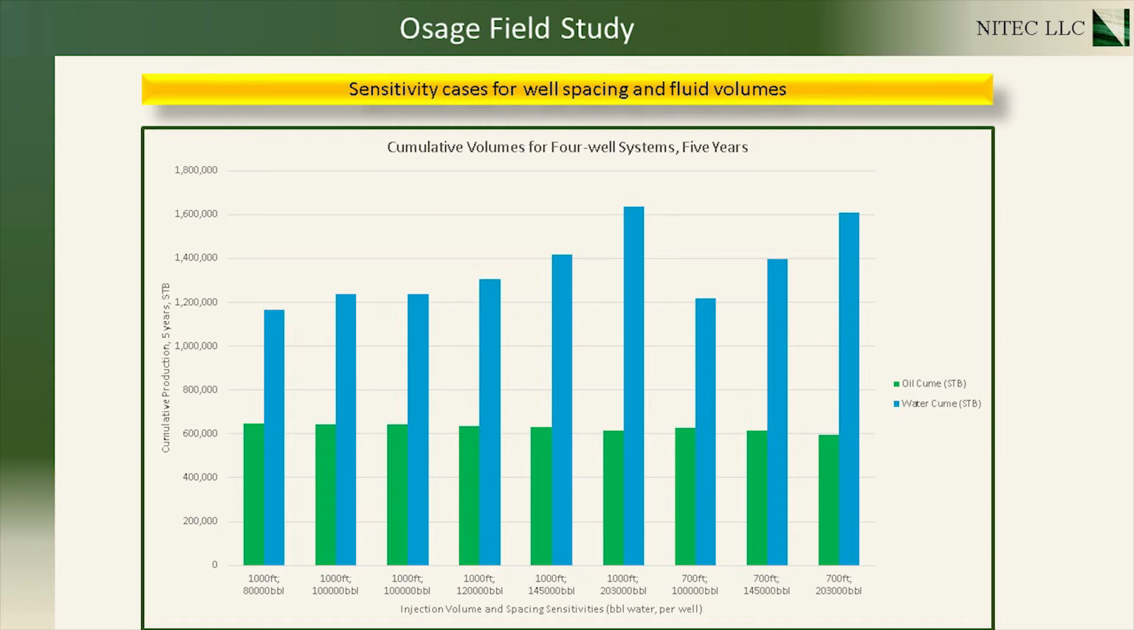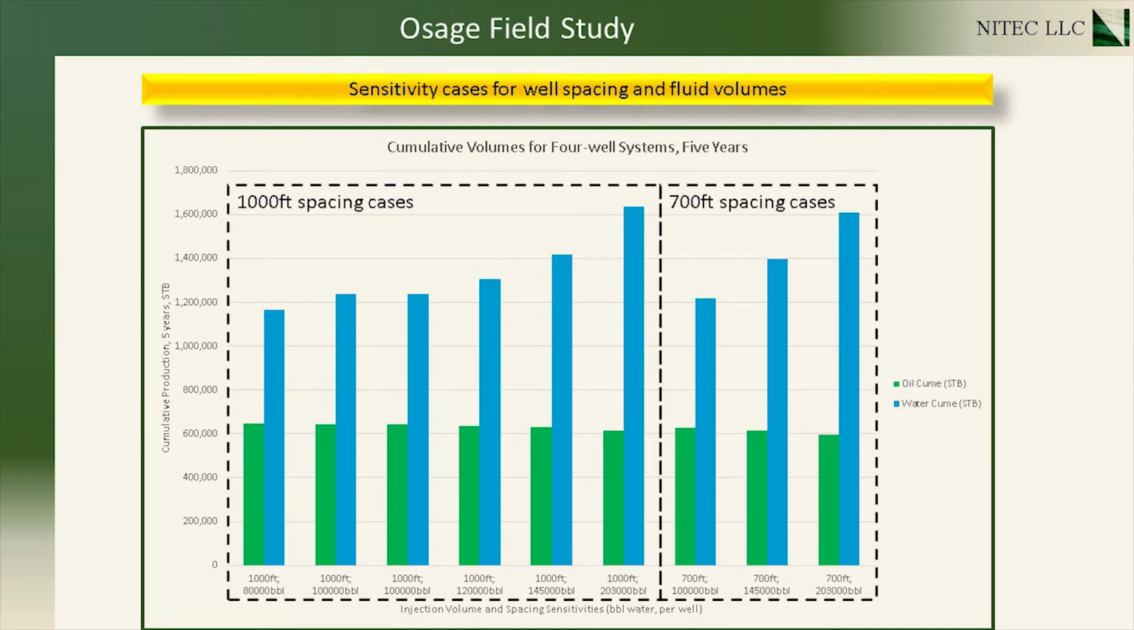Here we see the results of several forecast scenarios involving 4 well systems, with 2 wells in the upper Osage and 2 in the lower Osage. We observe very uniform oil production behavior across all cases. These first 6 cases used 1,000 foot spacing between wells in plan view, and these next 3 cases used 700 foot spacing between wells in plan view, with a range of injection volumes.